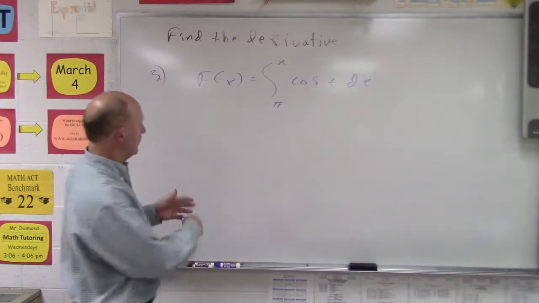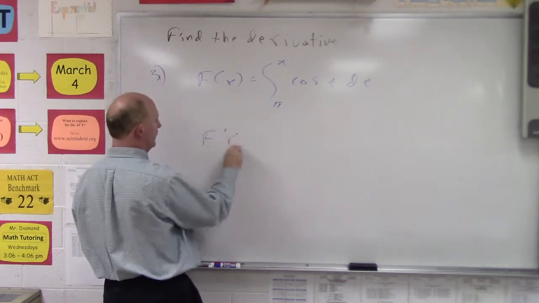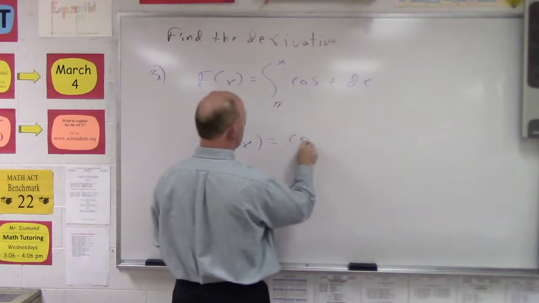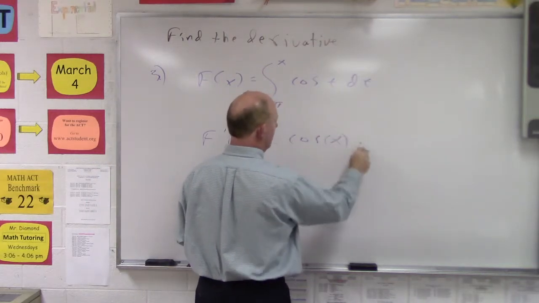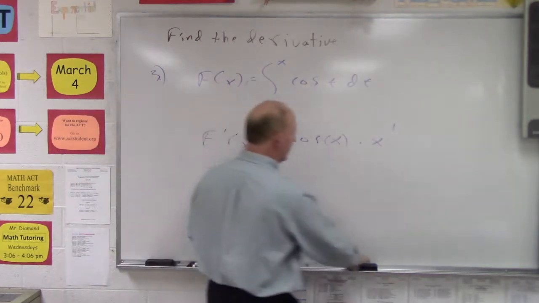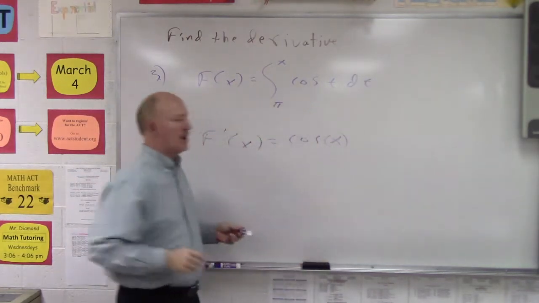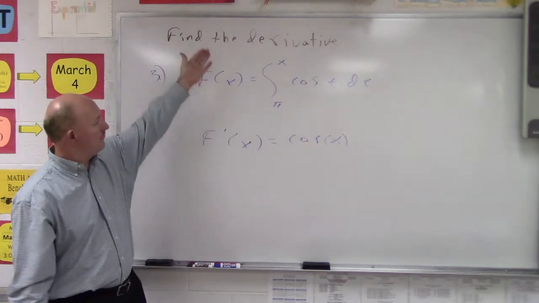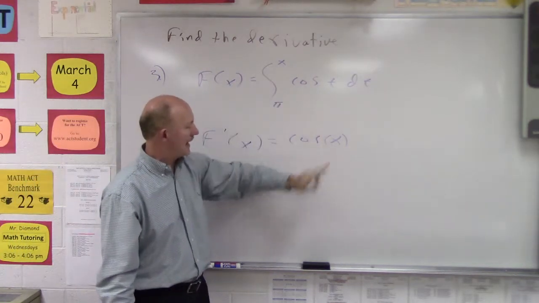Once again, as we find the derivative of f of x, the derivative function will be equal to cosine x times the derivative of x. The derivative of x is 1, so there's our derivative. The derivative of the integral from pi to x is cosine x.